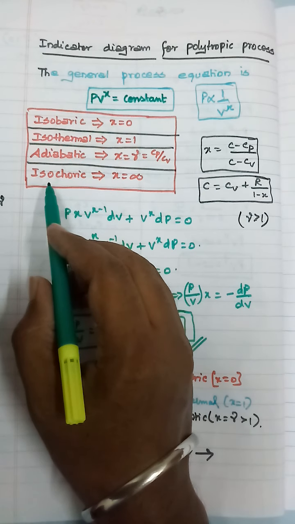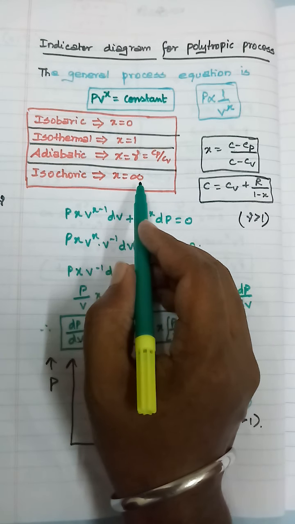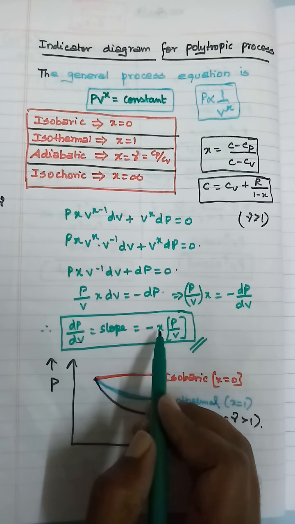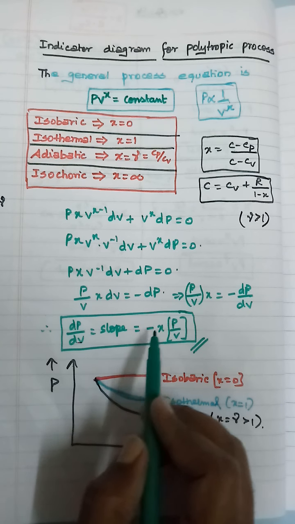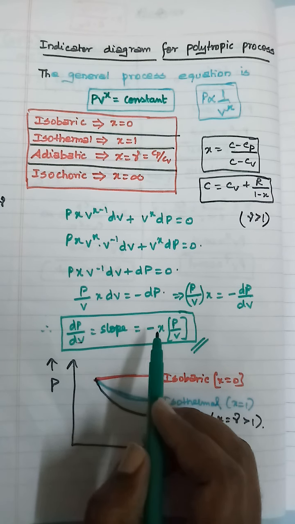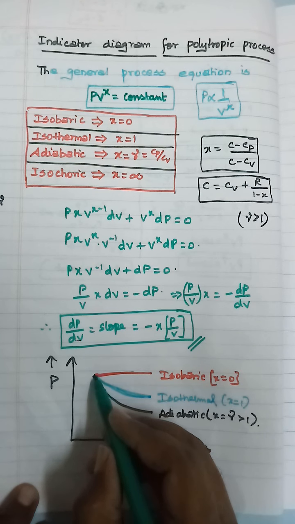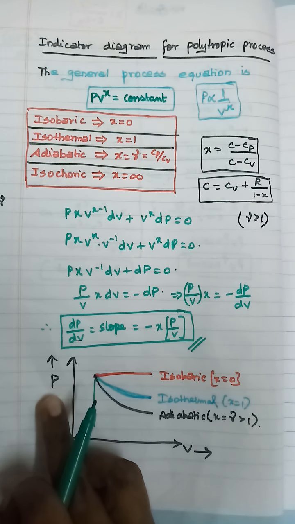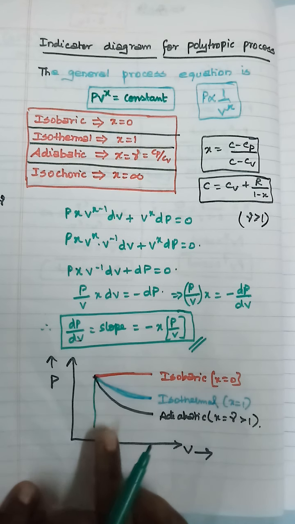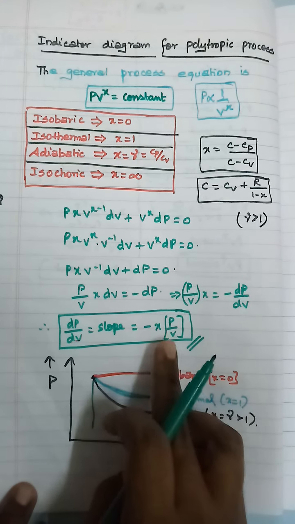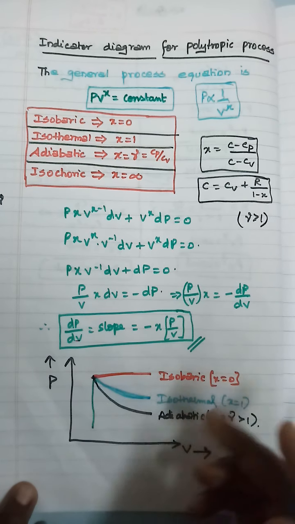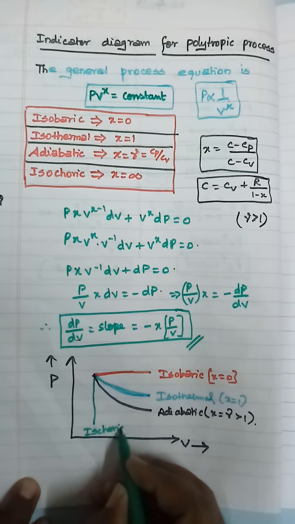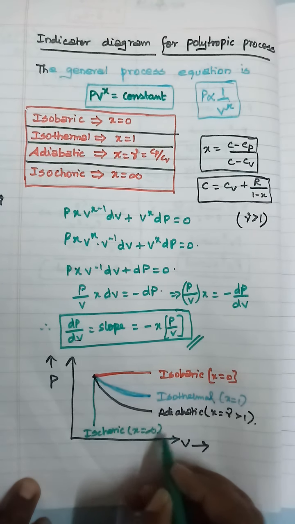Then if we consider the isochoric process, here x = infinity. So when x = infinity, the slope dP/dV becomes infinity. In that case, the curve will be parallel to the pressure axis, which means the volume is constant. This says the slope will become infinity, and this is called isochoric. Here x = infinity.